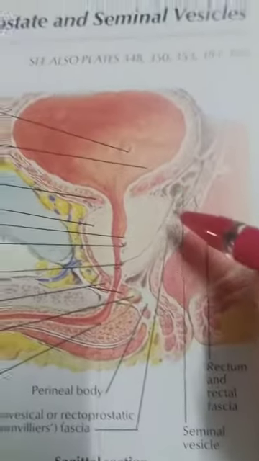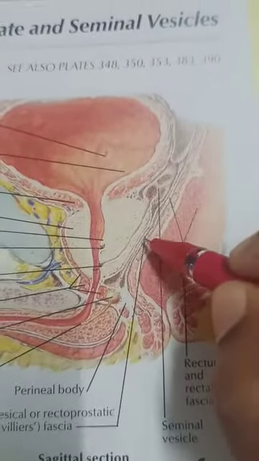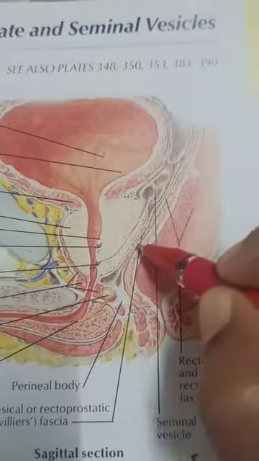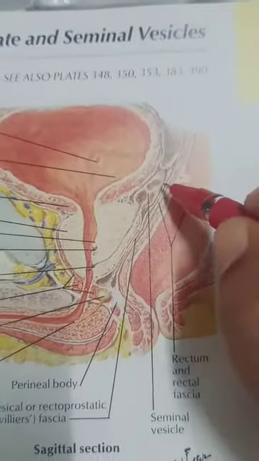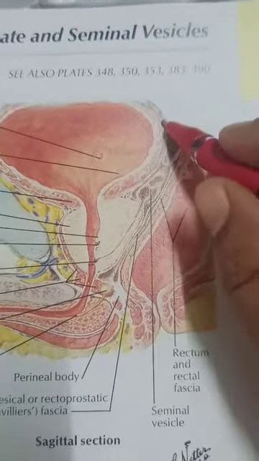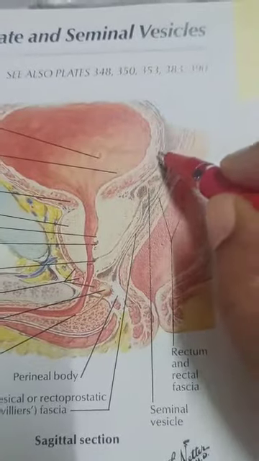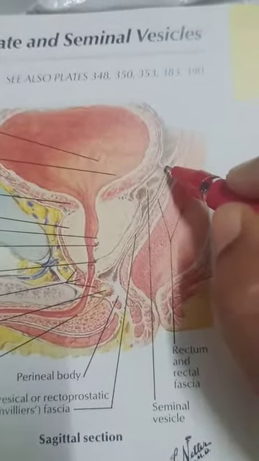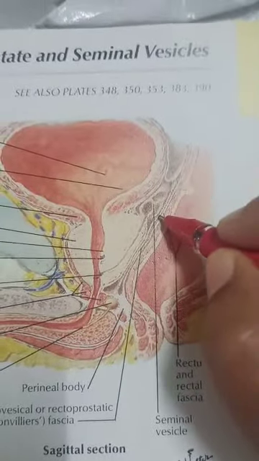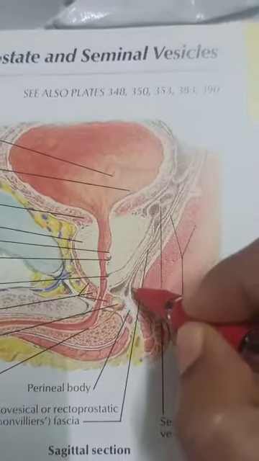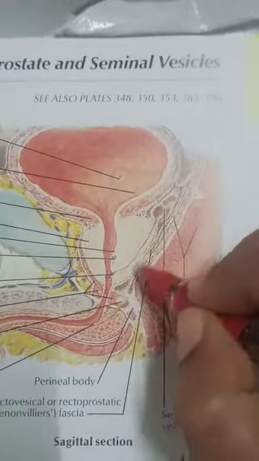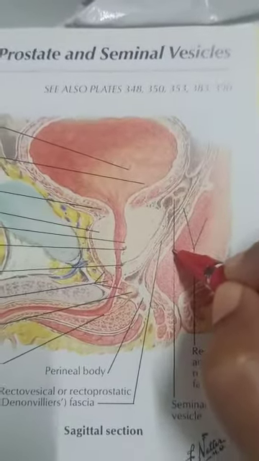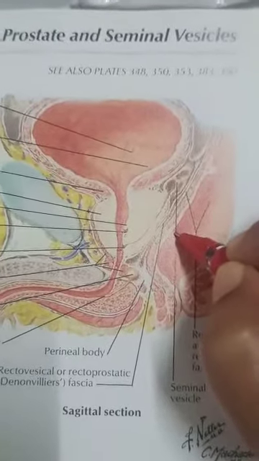Here we can see the fascia, the white line. This is the fascia of Denonvilliers. It is a remnant, a part of the rectovesical pouch. Here we can see the rectovesical pouch, and from it a ligament extends downward. This fascia of Denonvilliers separates the prostate from the rectum.